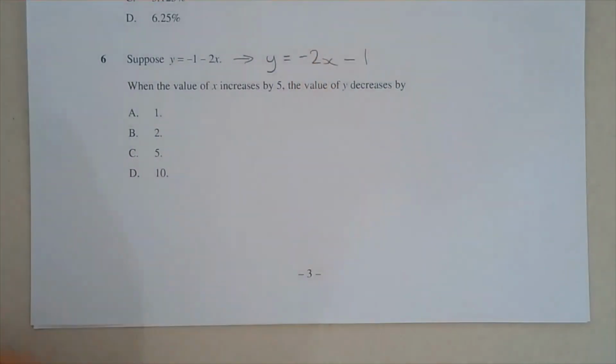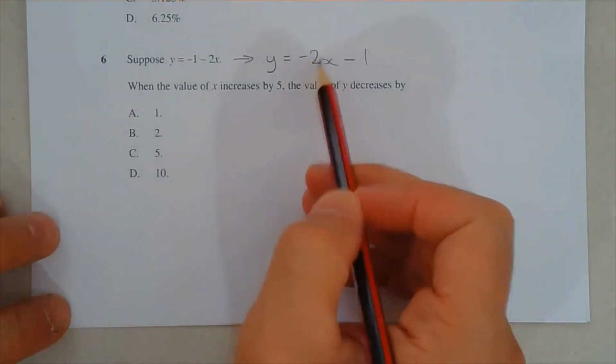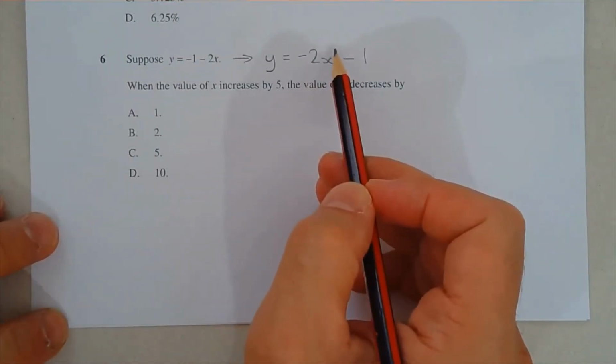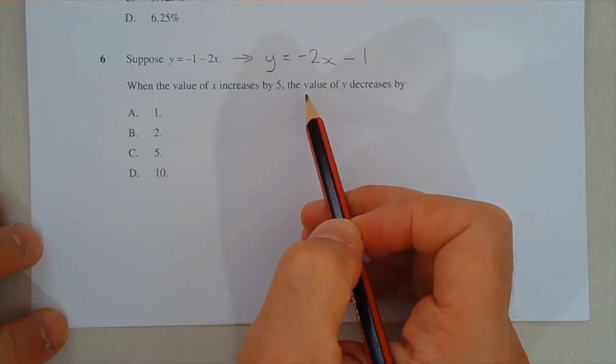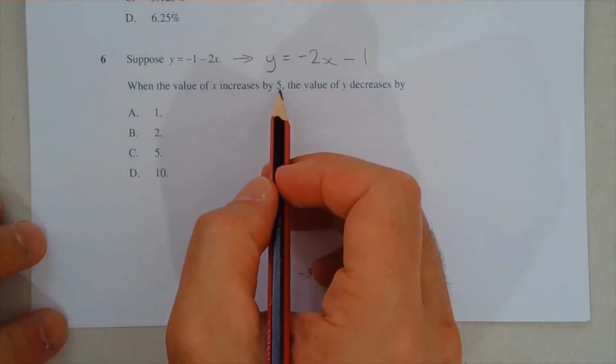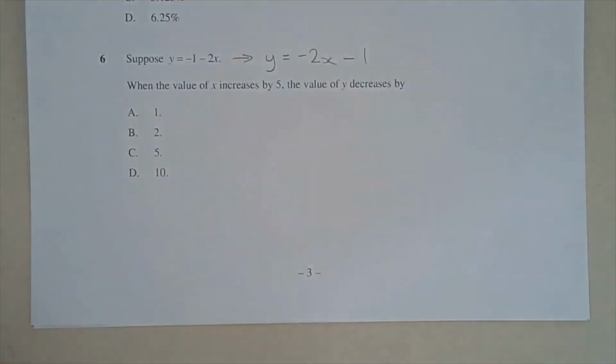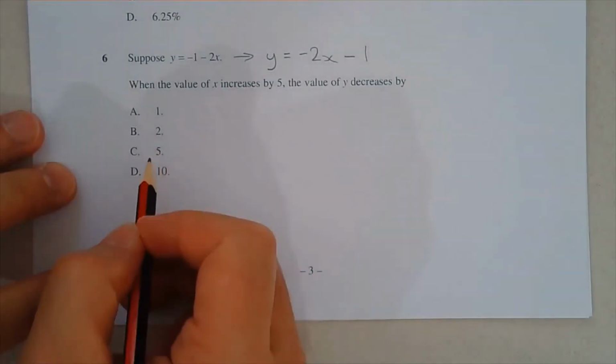So the gradient's -2. So what does the gradient represent here, or what does it mean in terms of the values of x and y, or that relationship between x and y? This gradient means that when x goes up by 1, y goes down by 2. So if x is increasing by 5, that means y is decreasing by 10. In fact, the -1 here has nothing to do with it at all. If we're just talking about x changing by a particular quantity, y will change accordingly, but multiplied by whatever the gradient is. So the answer is 10.